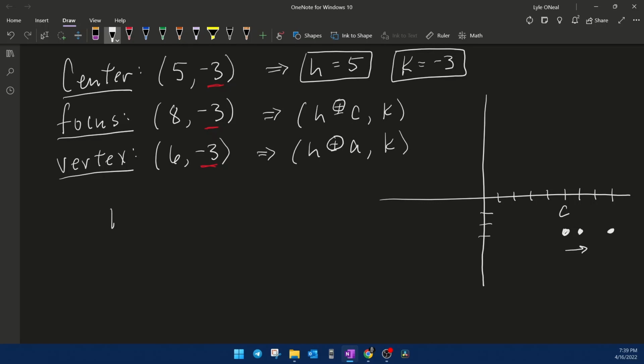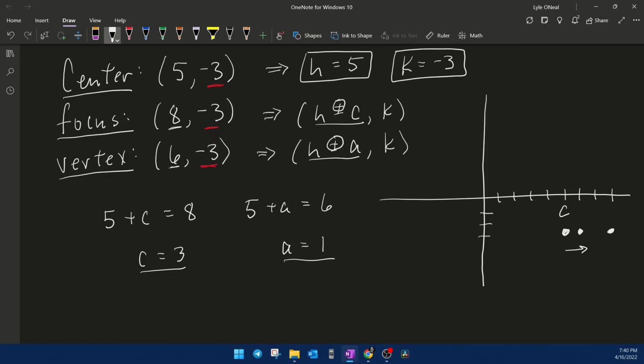Now for the equations, we have h plus c equals 8. H plus c would be the x-coordinate of the focus. And we also have h plus a equals 6. H plus a, the x-coordinate of the vertex. H is known to be 5 at this point, and so if I replace h with 5 in both of these equations, we're going to be able to solve for c and a. So 5 plus 3 is 8. 5 plus 1 is 6.